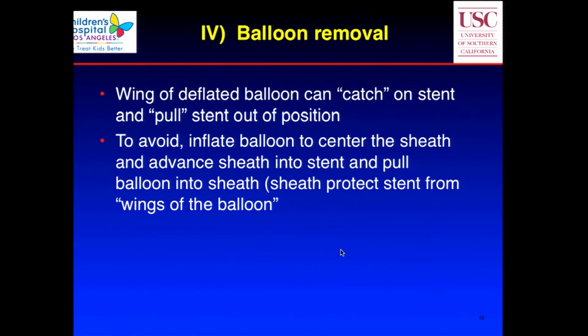To avoid that, this is a trick that Dr. Mullins taught me. You inflate the balloon, and as you inflate it, you actually advance the sheath over the balloon so it's centered on the balloon. It doesn't touch the edge of the stent. And you do this multiple times. Inflate, deflate, inflate, deflate. Every time you deflate, you advance the sheath. As long as it stays in the center of the stent, it's not going to push the stent. So you do this until the balloon is all the way inside the sheath before you pull out. That way you protect the stent from the wings.